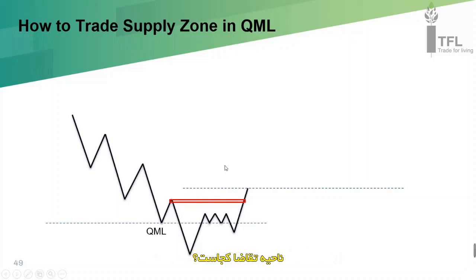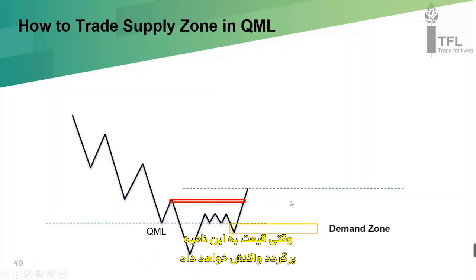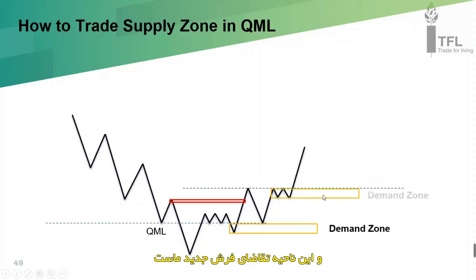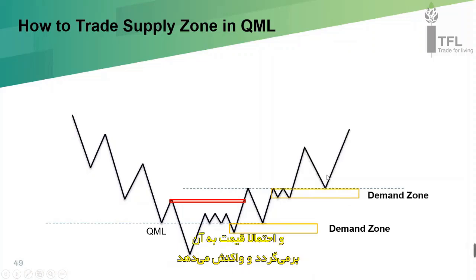So where is our demand zone? The first demand zone will likely be over here. So when the price comes back to this area, it will rebound. Right? So when it rebounds and then it breaks this other resistance over here, it creates another zone. So this will be our new fresh demand zone. All right, so the price will likely come back and then retest.